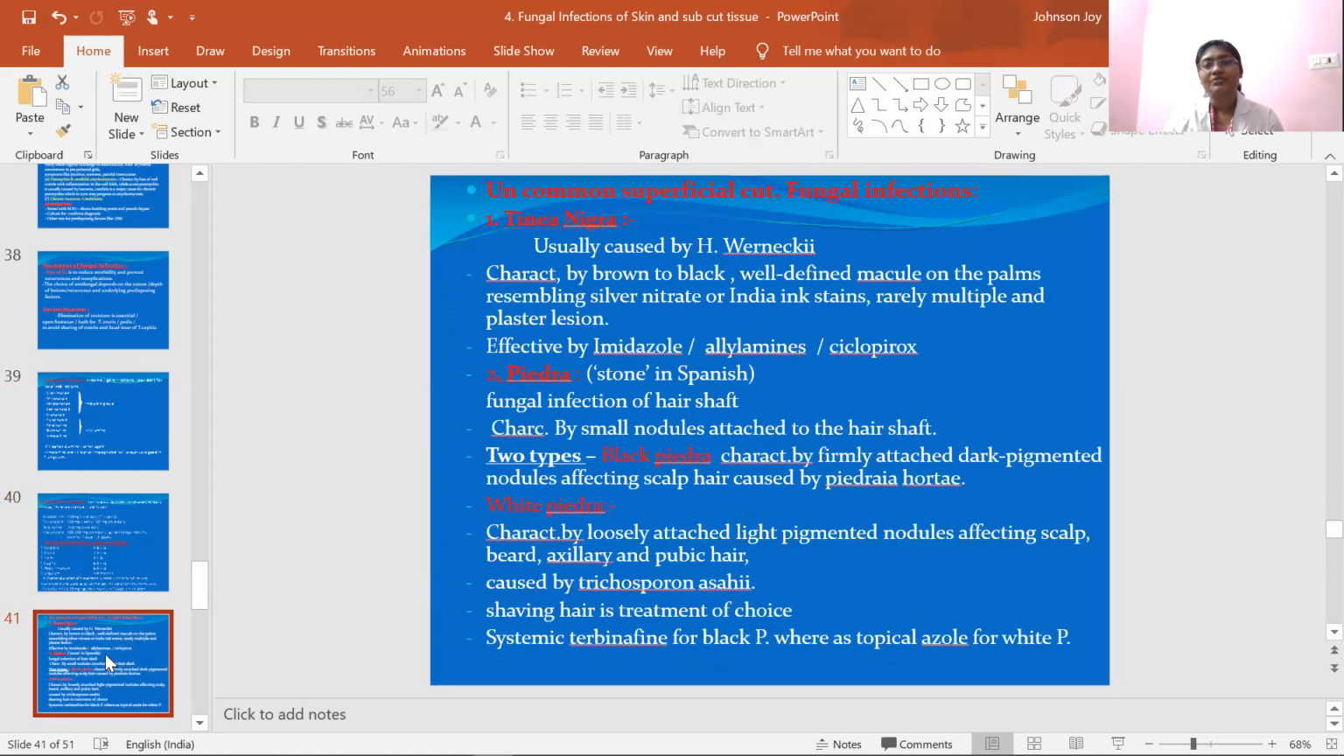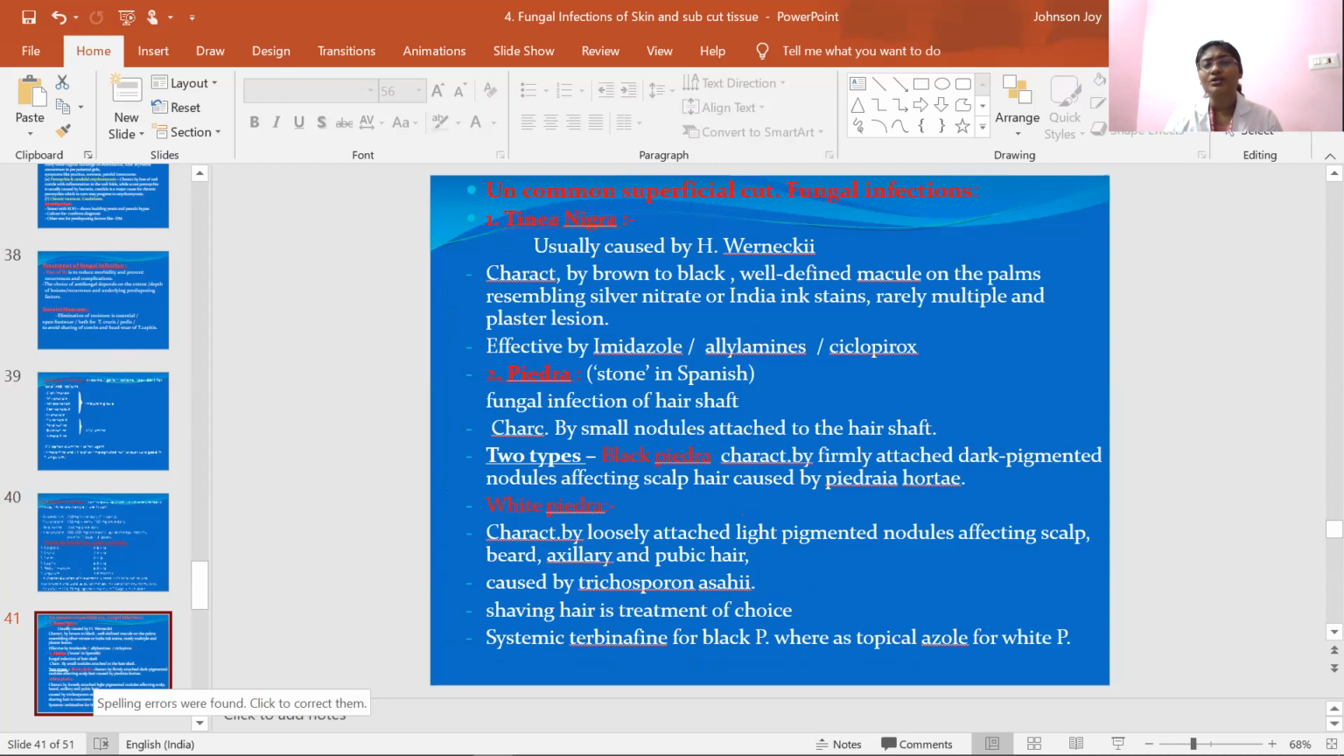Uncommon superficial cutaneous fungal infections like tinea nigra are usually caused by Hortaea werneckii, characterized by brown to black well-defined macules on the palms, resembling silver nitrate or India ink stains, rarely multiple and plantar lesions, effectively treated by imidazoles, allylamines, ciclopirox.